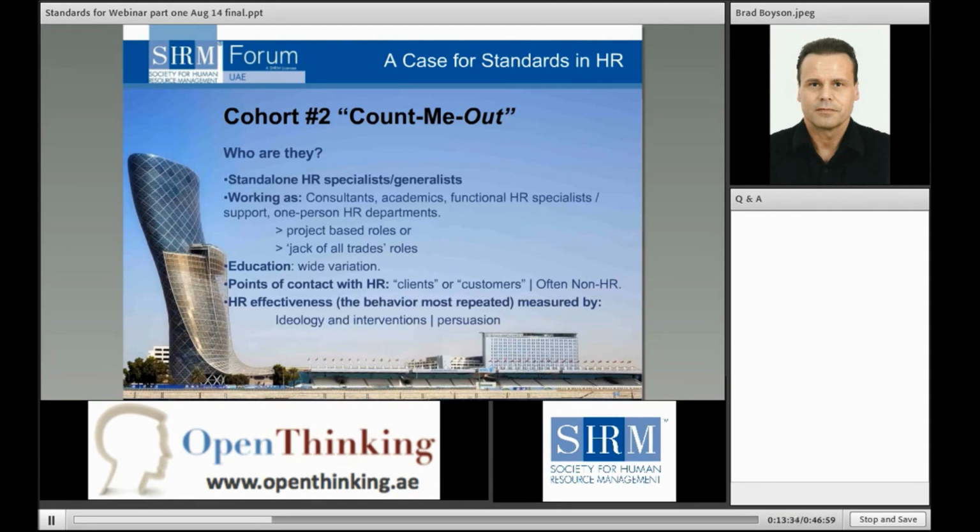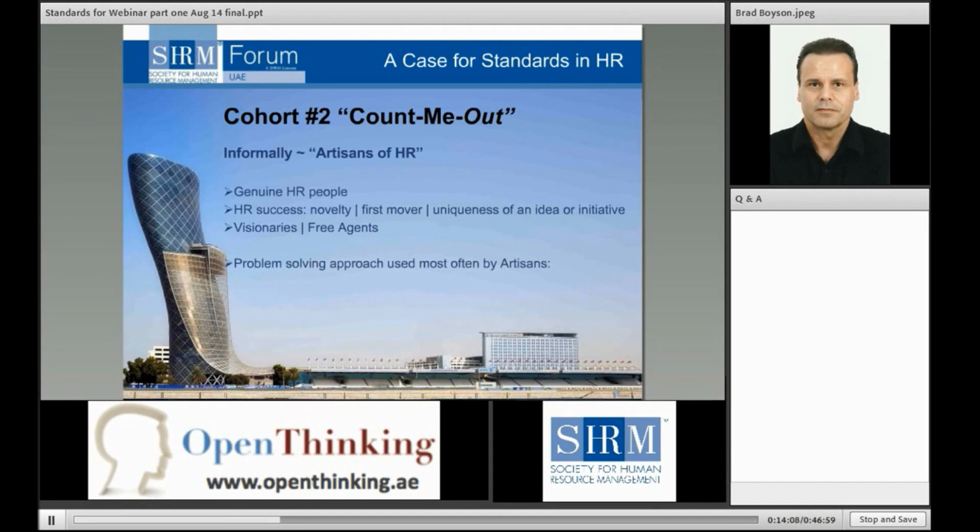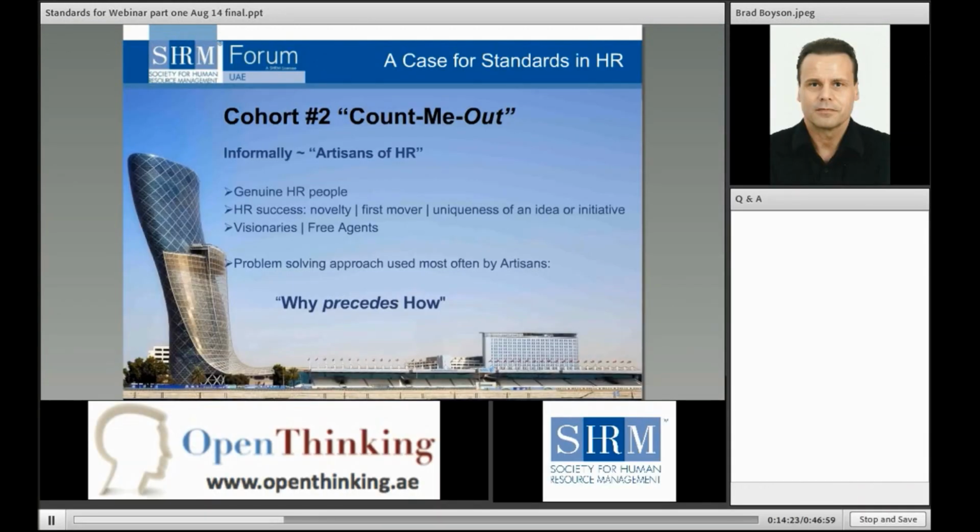And their effectiveness, that is the behaviors that they do most often, is measured by things like ideology and intervention, and sometimes even persuasion. So the informal term that I've come to describe this second group, the count me out group, I call them the artisans of HR. And make no mistake, they're genuine HR people too. Their HR success tends to be benchmarked on things like novelty or first mover advantages or the uniqueness of an idea or initiative. Some words that apply to some of this group is they're the visionaries or they're the free agents. They're very independent. Their problem-solving approach used most by the artisans, as I say, is why precedes how. They're often thinking about an application, and the actual application itself becomes almost a natural consequence of the strategic planning.